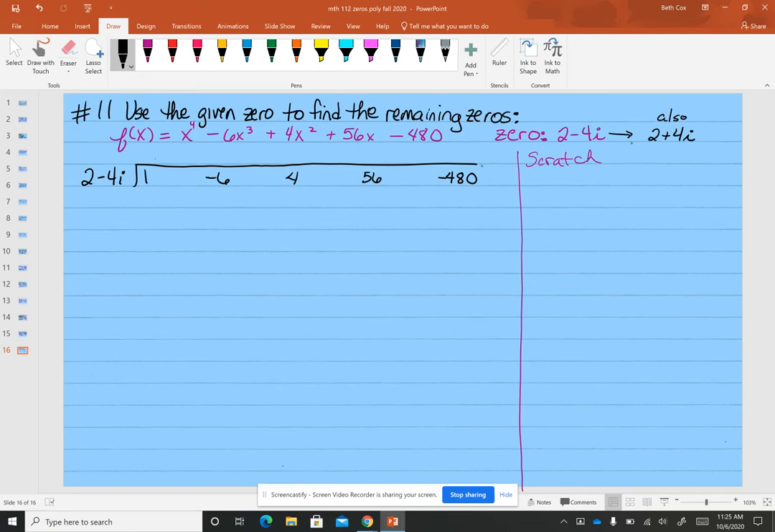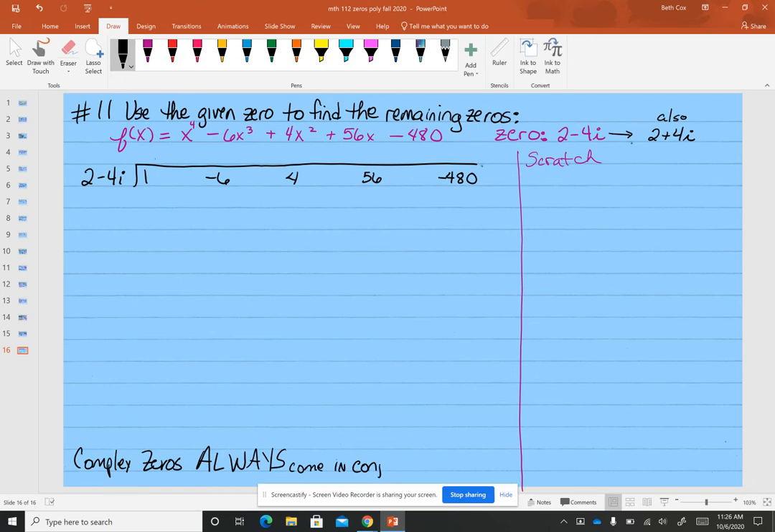Okay, and so those are the 2 I'm going to do. I know 2 minus 4i works, and 2 plus 4i works as well. This is called a conjugate pair, and zeros, complex zeros, always come in conjugate pairs. Always. Always. I'm going to write that down. Complex zeros always, there's comfort in that word, always, come in conjugate pairs.